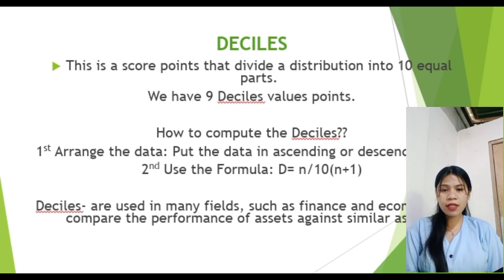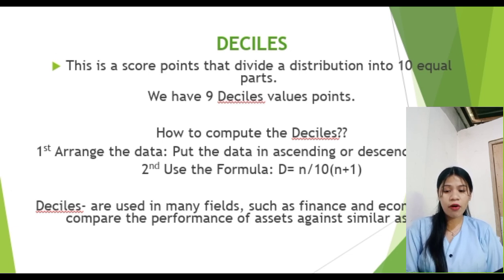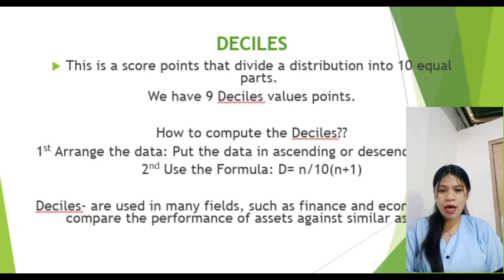For deciles, class, these are score points that divide a distribution into 10 equal parts. So we have 9 decile points. How to compute the deciles? First, arrange the data in ascending or descending order. Second, use the formula: D equals N divided by 10 times N plus 1.